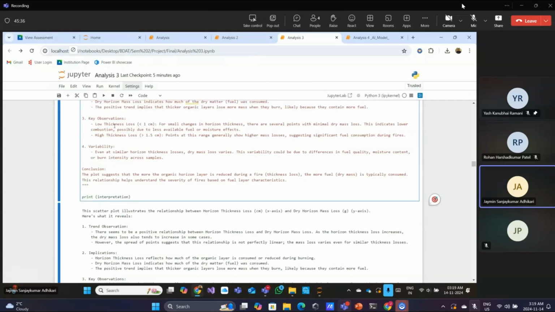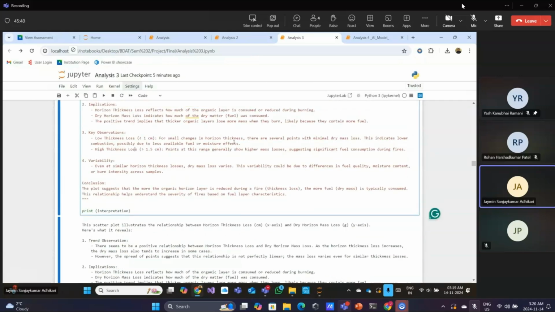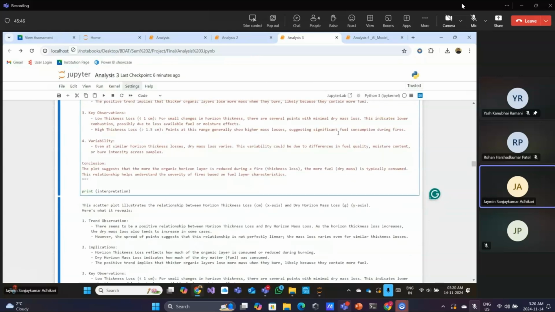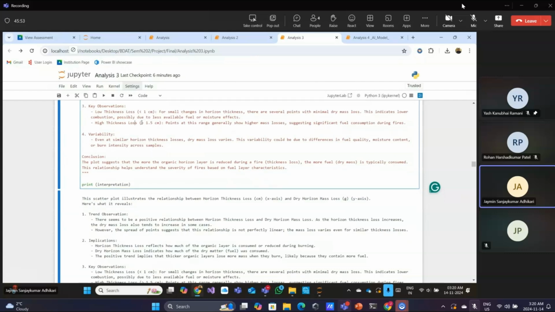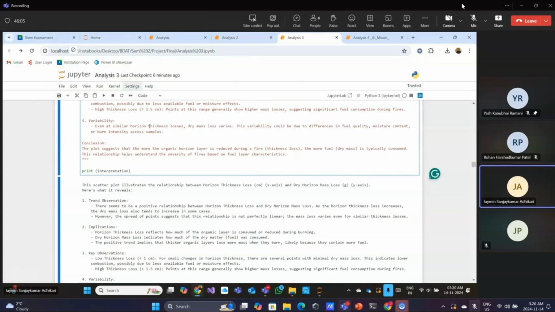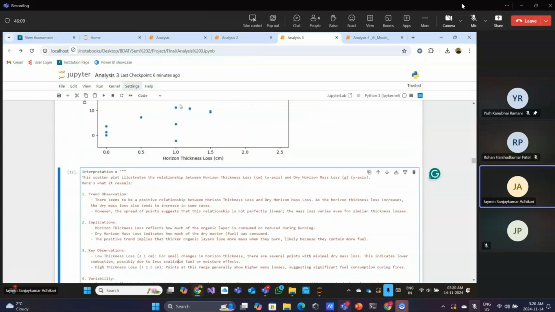The low thickness loss is less than 1 centimeter. For small changes in horizon thickness, there are several points with minimal dry mass loss. This indicates lower combustion, possibly due to less available fuel or the moisture effect. Same with the higher thickness loss, which is greater than 1.5 centimeters. Points in this range generally show higher mass loss, suggesting significant fuel consumption during the fire. So this is the insight for this particular scatter plot.